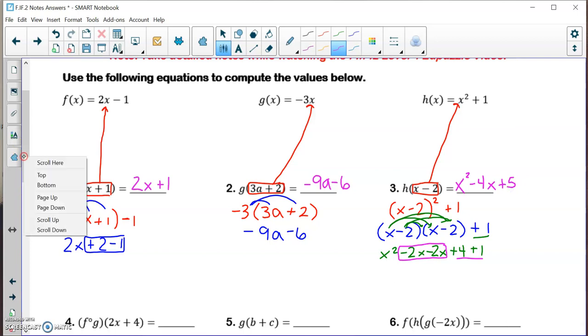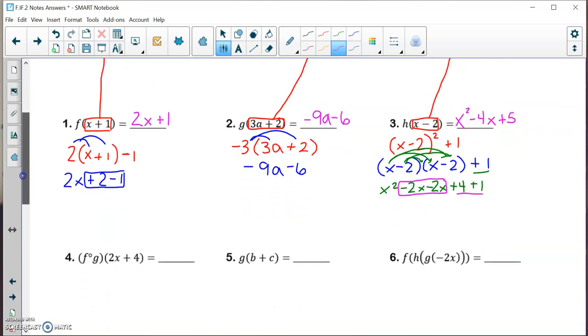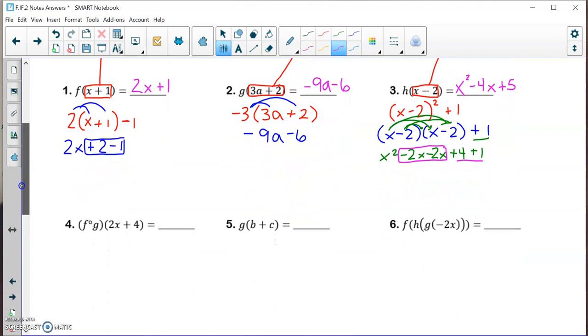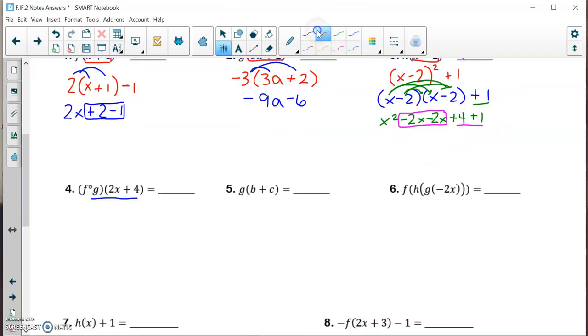All right, moving on to number 4. This time I want f of g of 2x plus 4. So essentially what that means is we're going to do g of 2x plus 4 first. So essentially this is the same as saying f of g of 2x plus 4. Those two things mean the same thing.